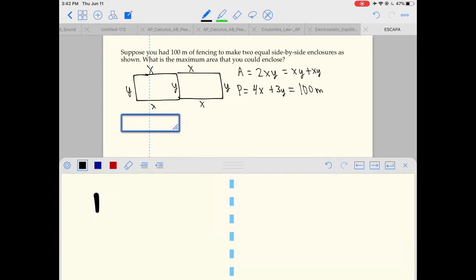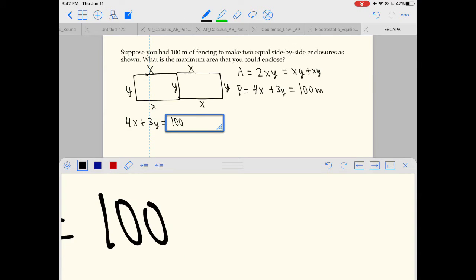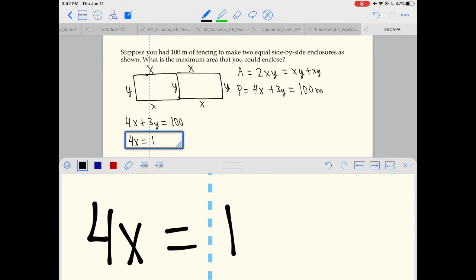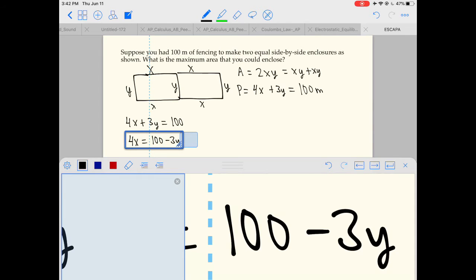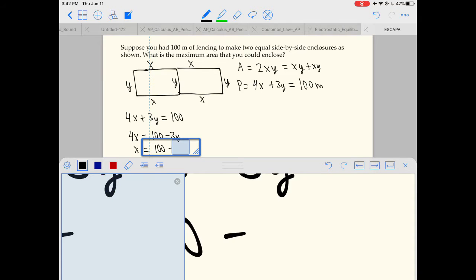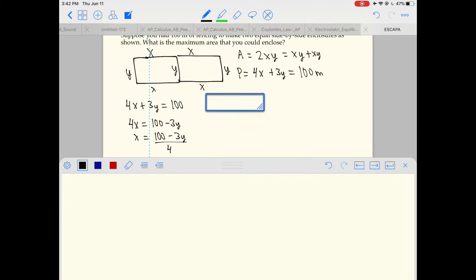So let's write that again. 4x plus 3y equals 100. And in order to solve optimization problems, we want to get the problem in terms of one variable. We want to get one of the equations in terms of one variable, so you could substitute it into the other to maximize it. Okay, so let's solve in terms of x. 4x equals 100 minus 3y. x equals 100 minus 3y all over 4. Okay, and let's plug this into the area equation.